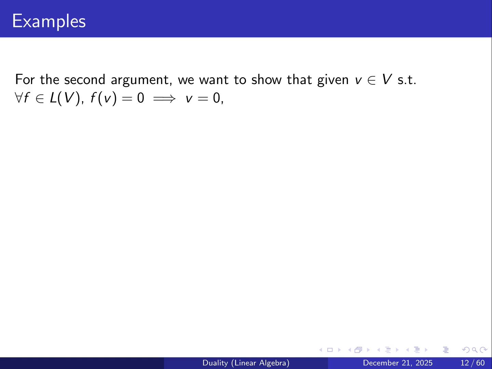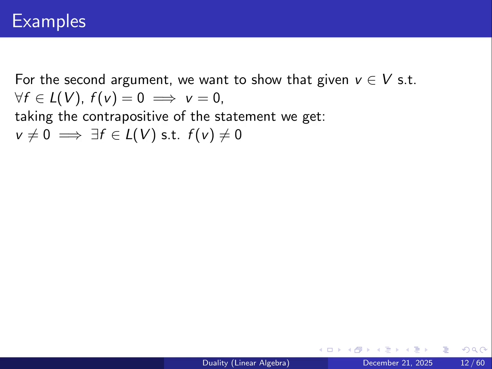For the second argument, we want to show that given a vector v, such that for all linear forms f, f applied to v is equal to 0, that implies that v itself is 0. Taking the contrapositive of the statement, we get that given that v is not equal to 0, that implies that there exists a linear form such that f applied to v is not 0. So let's construct such a map.